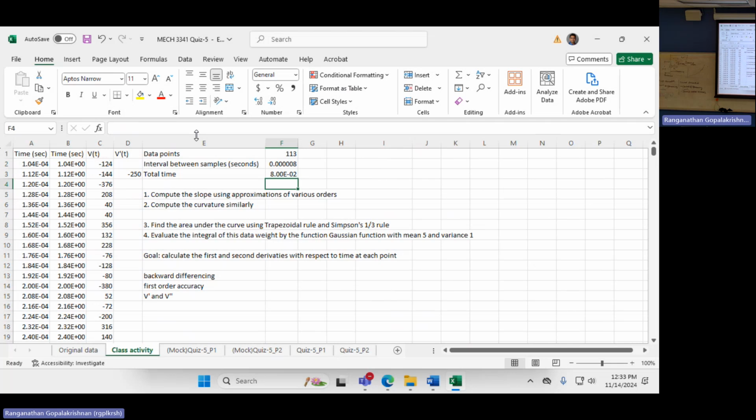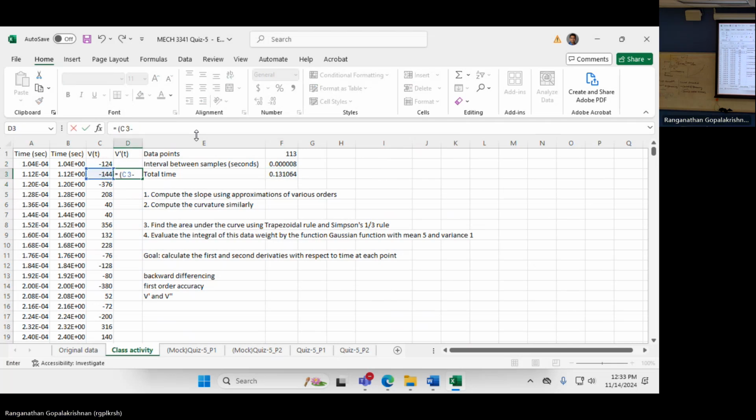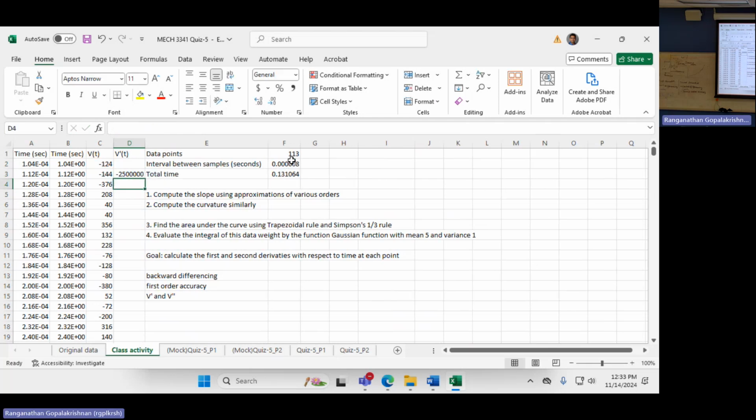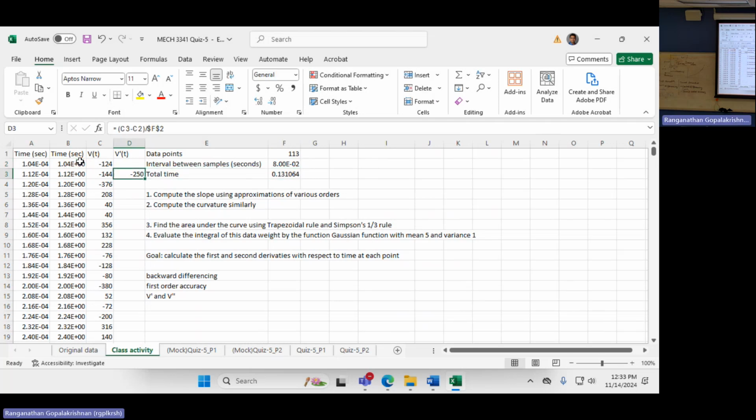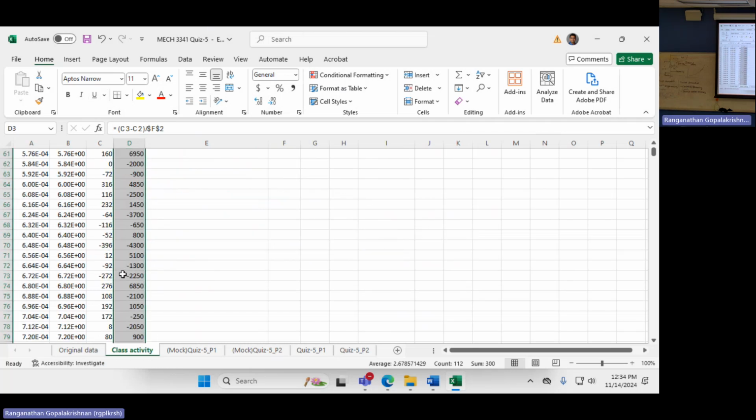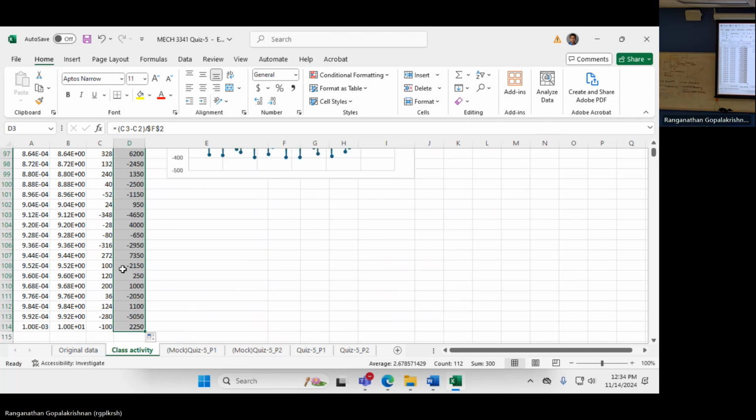Oh, okay. Current value minus previous value divided by step length. My step length except has been wrongly updated. All right, minus 250. And I can just drag this all the way to the last row and it would be fine, wouldn't it?